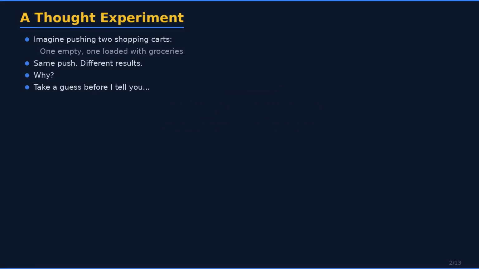Let's dive in. Before we get into any equations, I want you to try something in your head. Imagine you're at a supermarket. You push an empty shopping cart with all your strength. It zooms forward, right? Now imagine doing the exact same push on a cart loaded with 50 pounds of groceries. What happens? It barely moves. Same force from your arms, completely different result. Why? Take a moment and think about it. The answer is mass. And that's exactly what Newton figured out over 300 years ago.